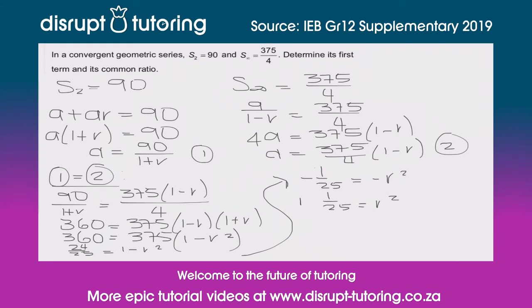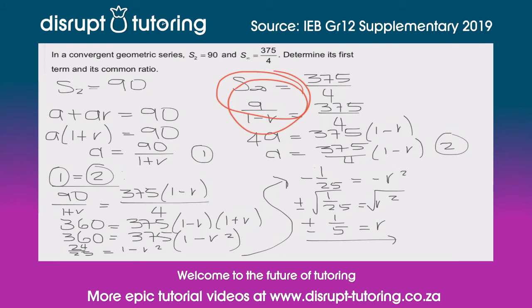I now need to get rid of the square root. So what I do now is I'm going to bring in a plus minus square root, and I'm going to square root both sides. And therefore my answer here is going to be plus or minus 1 over 5 equals r. Okay, so we've got to a point where we've got two values for r. Let's assess them. Are both of these values of r allowed? Remember, we have a restriction when it comes to our S to infinity that r needs to be between minus 1 and 1, and in this case both of them satisfy that. Okay, so that means we can have two potential r values. But are we done? We are not done yet. We still need to solve for a.